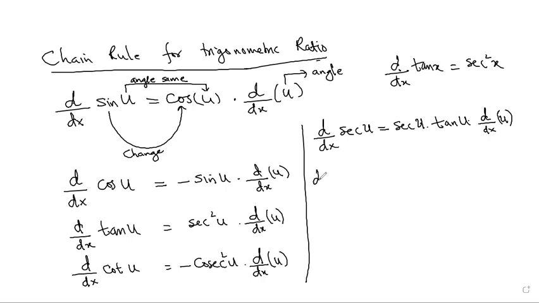And last formula, d by dx of cosec u. Minus cosec u cot u. Very good. Into derivative of the angle, d by dx of u. So the trigonometry part changes according to the formula. The angle part of the trigonometric ratio does not change, but we need to find the derivative of the angle again.